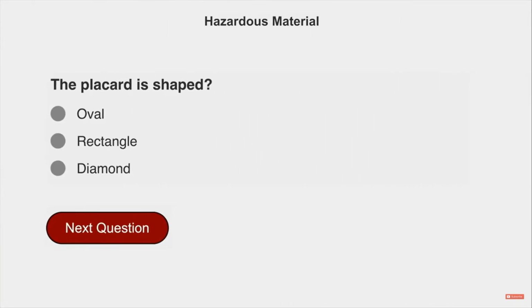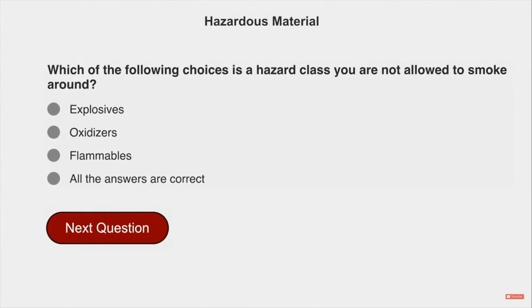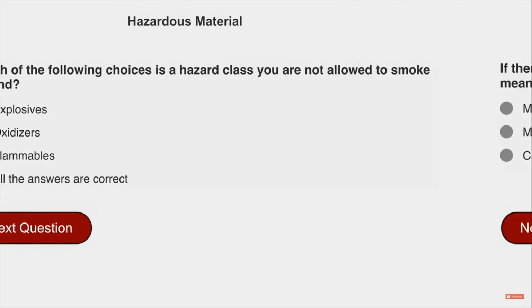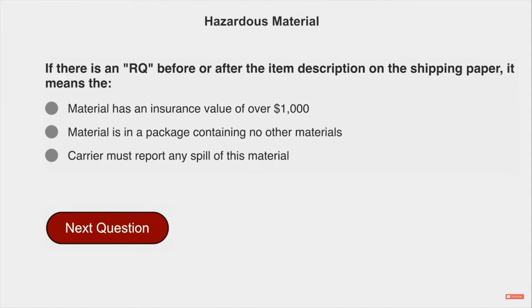The placard is shaped diamond. Which of the following choices is a hazard class you are not allowed to smoke around? All the answers are correct. Explosives, oxidizers, and flammables. If there is an RQ before or after the item description on the shipping paper, it means the carrier must report any spill of this material.